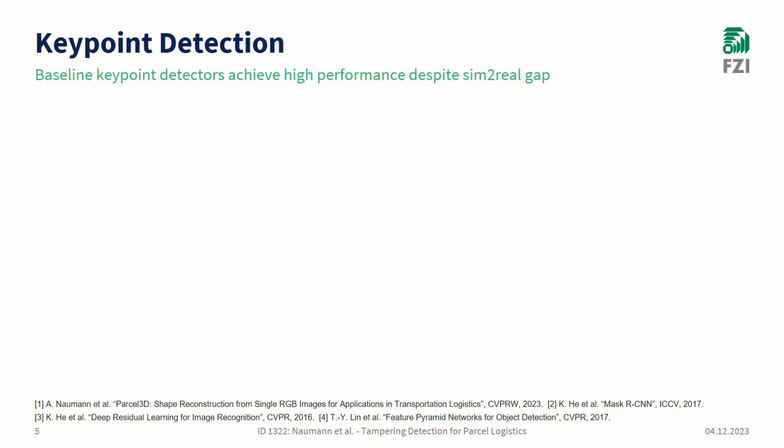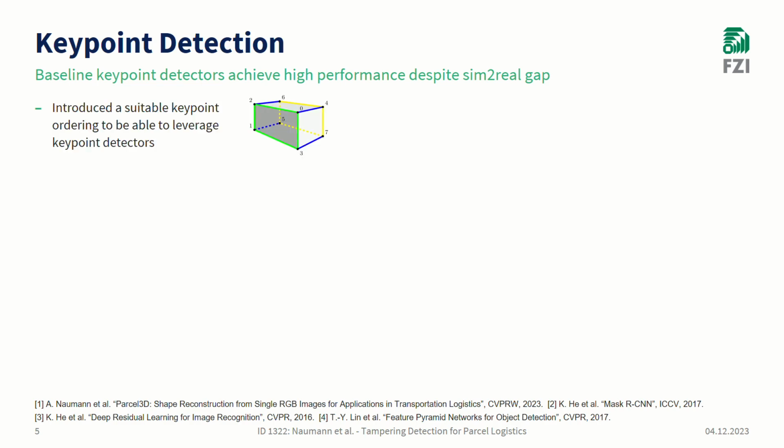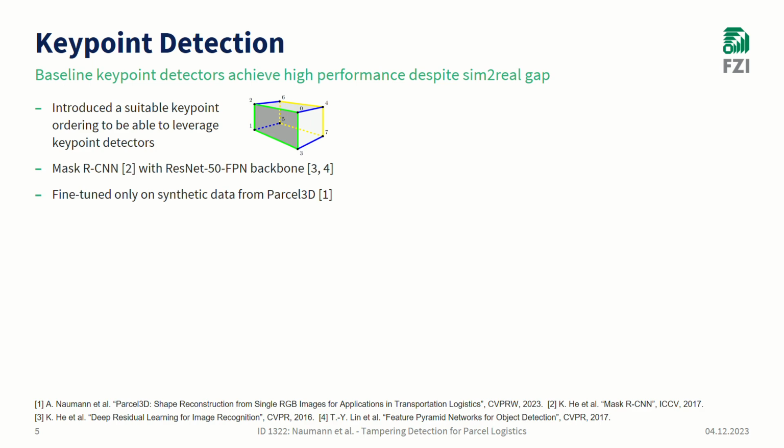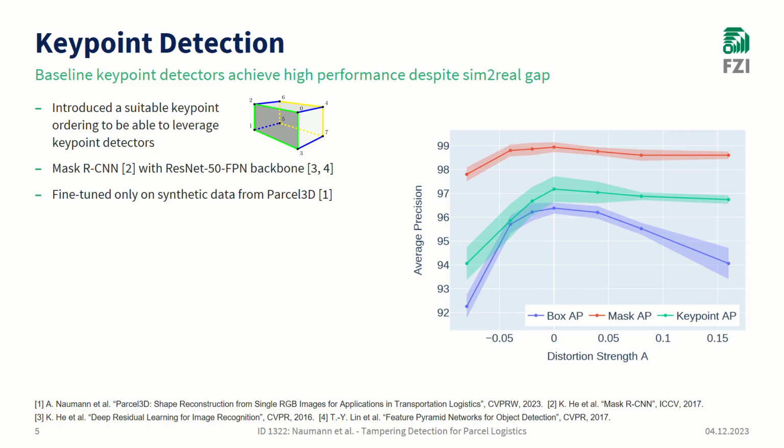Let's now look at the details for keypoint detection. We introduced a suitable keypoint ordering that works well with standard keypoint detectors. For our experiments, we use a Mask R-CNN with a ResNet-50 feature pyramid network backbone that was pre-trained on Microsoft COCO and fine-tuned it on synthetic data from our previous work, Parcel3D. The results showed that the baseline keypoint detector already achieves high performance despite the sim-to-real gap.